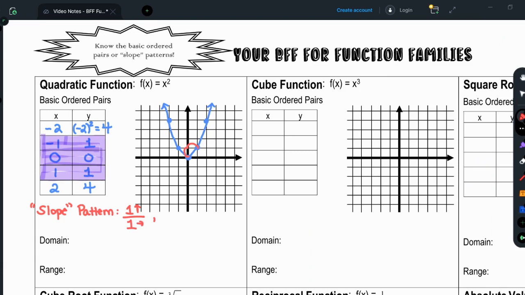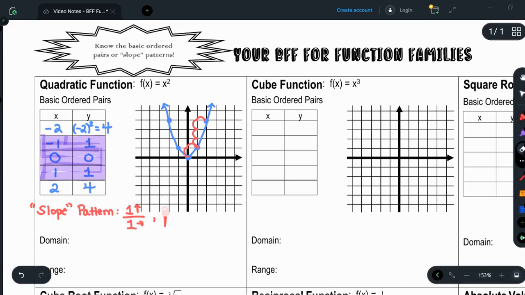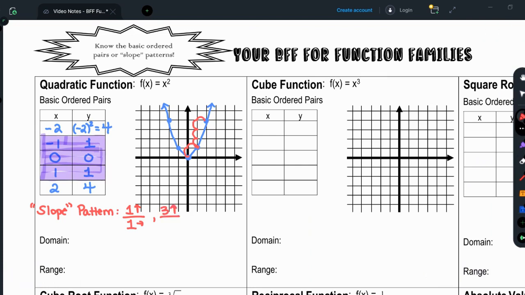And then to get my next point, I have to go up 3, right 1. So again, I'll write that in, up 3, right 1. And then the next one, just if you're curious, would be up 5, right 1. And that can help me easily graph the right side, and I just mirror it on the left. So let's make sure we identify that's the right side.